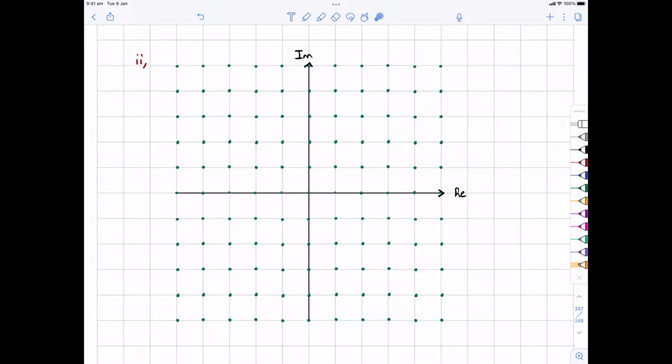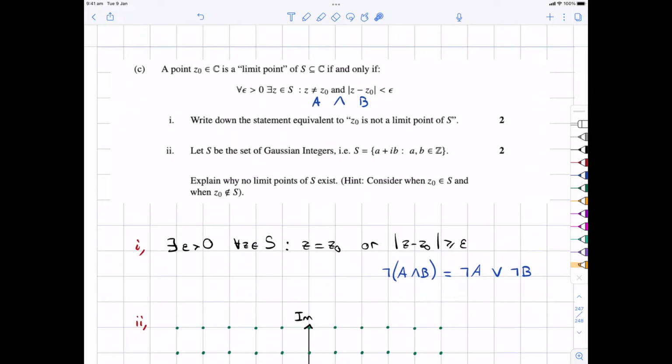So what are we trying to do? We're trying to show that if we have some point z0, which is a complex number, let me go back up to the question. We're trying to show that if we have a point z0, which is any complex number, it need not be in the subset S, then it's never going to be a limit point of this set of Gaussian integers. And it even gives us a hint here.